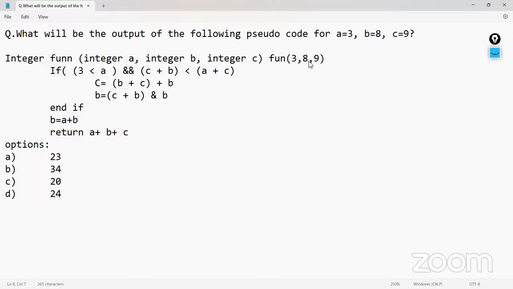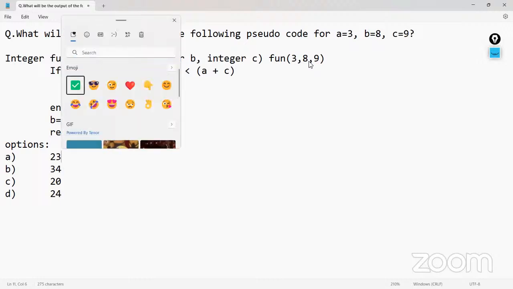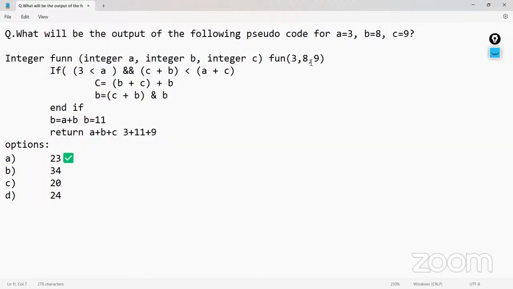B will be 8 plus 3, so B changes to 11, and the answer here is A plus B plus C, which is 3 plus 11 plus 9. Which means the correct answer is 23. And those of you who received 23, that is the right answer for this call. Those who received 20 or 24 or something else, that is completely wrong. So let us check the next one.